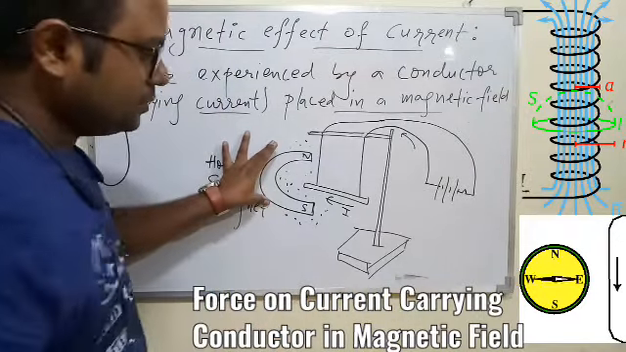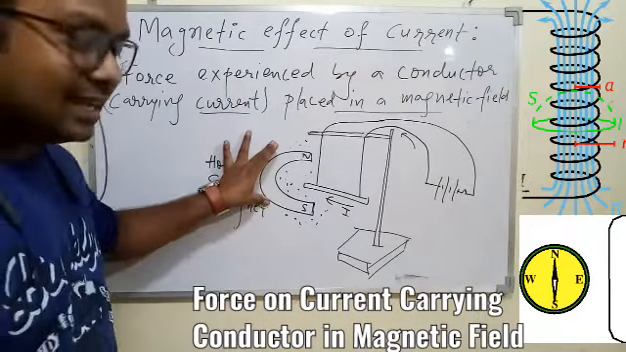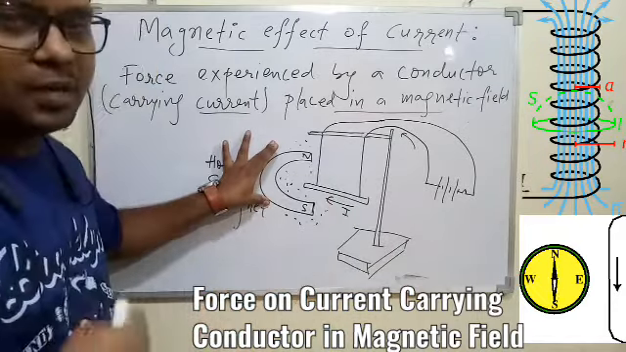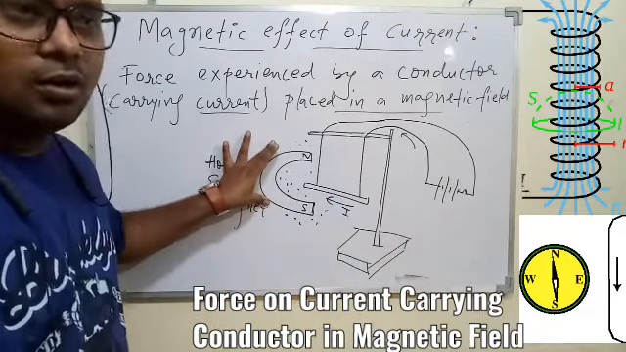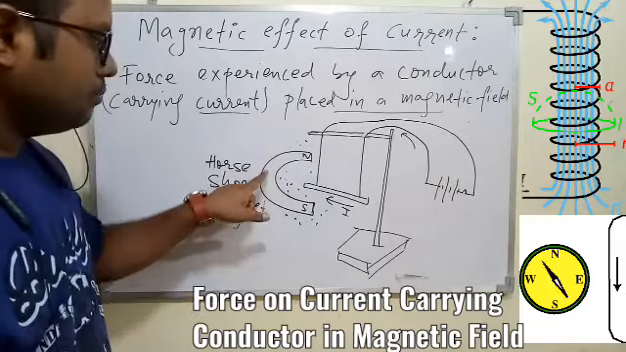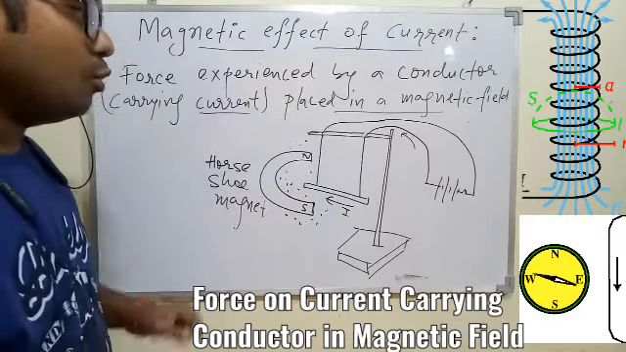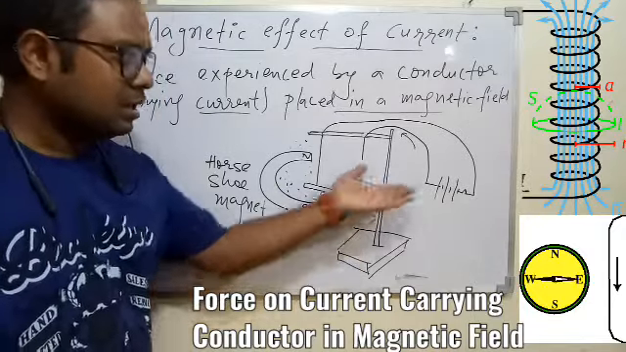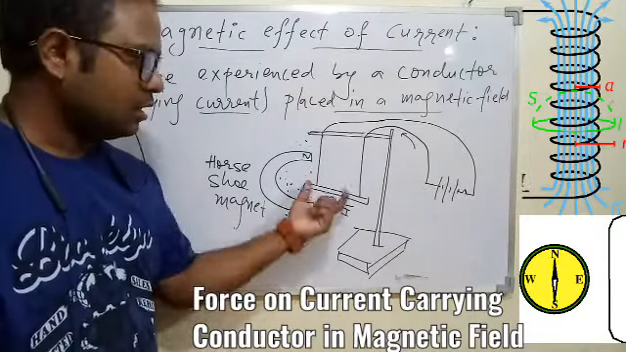So suddenly what will happen? What will be your observation? The time you switch on the circuit, this conductor will move in a particular direction. It will move because it will get the force by the horseshoe magnet. Why? Because this conductor will itself behave as a magnet when the current flows through this conductor.